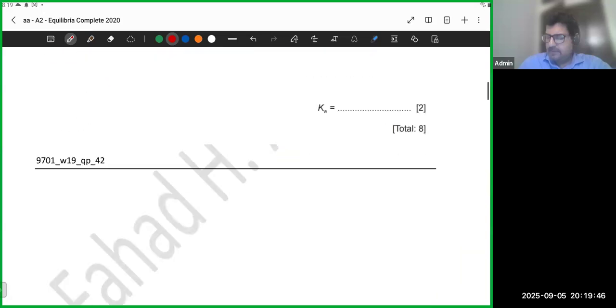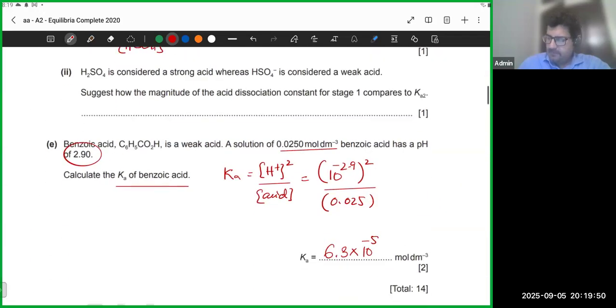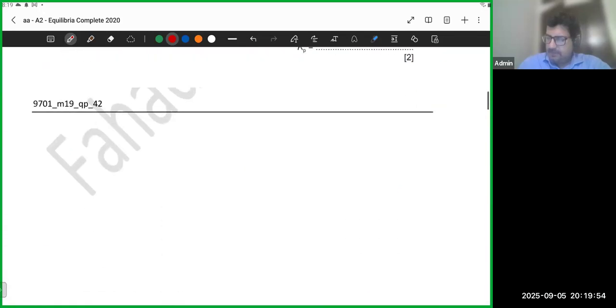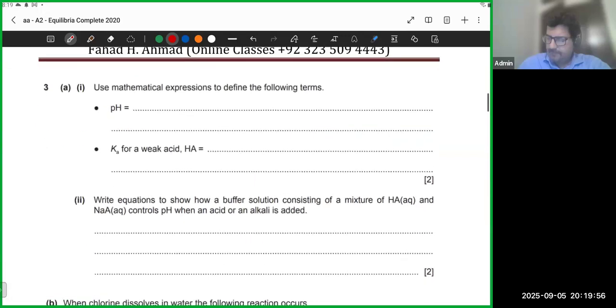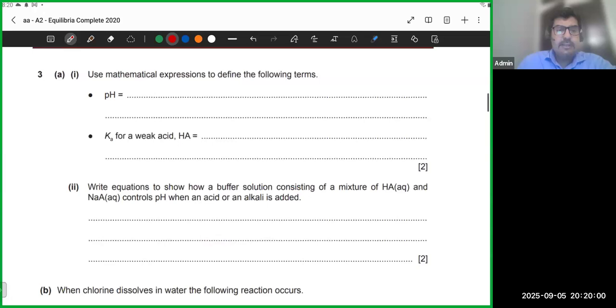Okay, forget that buffer. Let's do that, Ka. This is similar. He's saying use mathematical expressions to define the following terms. Just the mathematical expression. So pH is minus log of the concentration of H+.